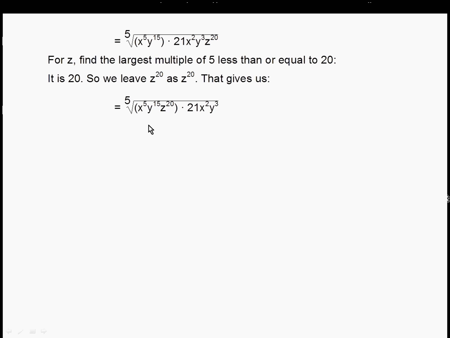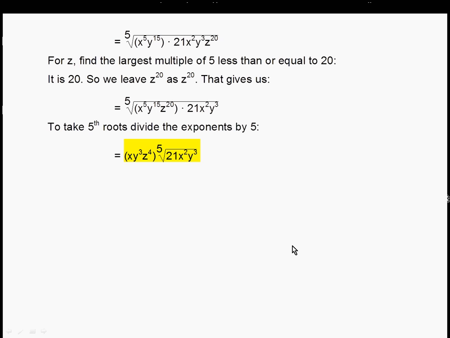So I now have the 5th root of x to the 5th, y to the 15th, z to the 20th, times 21x squared y cubed. This will stay under the radical, and in order to do the 5th root, divide those exponents by 5. So I'm going to have x y cubed z to the 4th times the 5th root of 21 x squared y cubed. No absolute values. It was an odd index, right? Odd index.